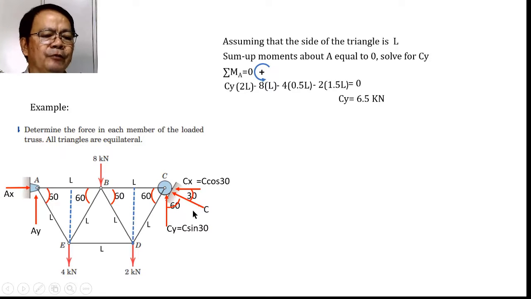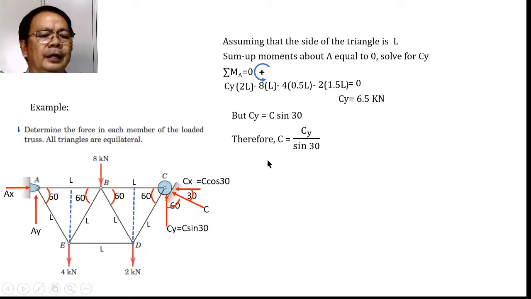Now, after solving for C sub y, we can solve for C, because C sub y is equal to C sine of 30, this one. Now, from here, we will be substituting C sub y, which is equal to 6.5, and substituting the value of the function sine of 30, which is 0.5. Therefore, we can solve for C. C will be equal to C sub y over sine of 30, and that is equal to 6.5 over 0.5. That gives us a value of 13.